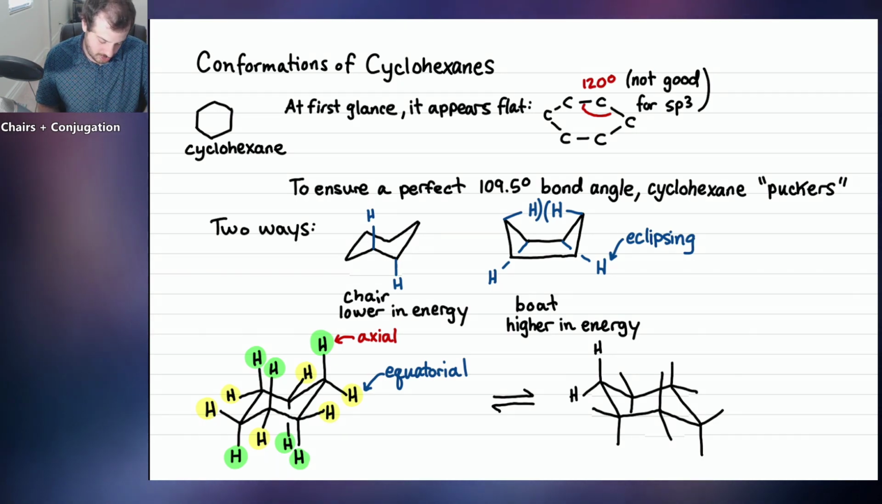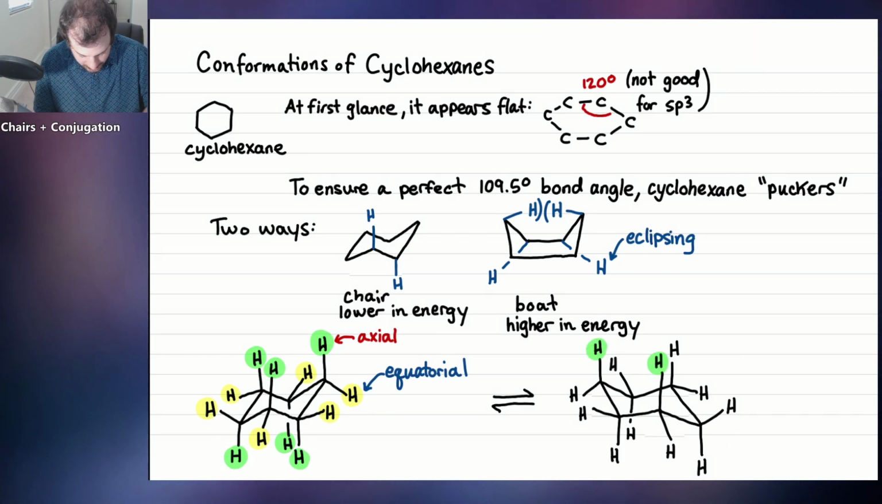H. Notice how each carbon is that tetrahedral shape. Okay, there's all my hydrogens. And again, I'm going to highlight all of my axial hydrogens in green. So we've got my three axials on the top and my three on the bottom. And then all my equatorials in yellow: 1, 2, 3, 4, 5, 6.